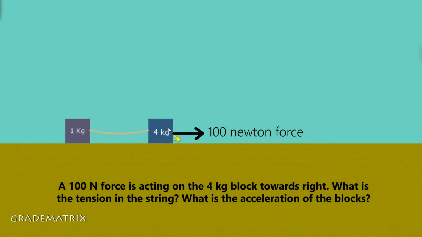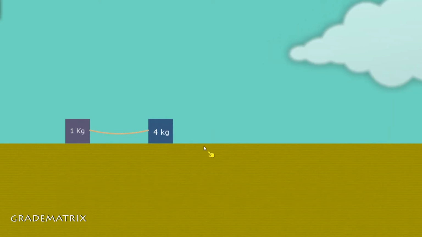A 100 Newton force is acting on the 4 kg block towards right. What is the tension in the string? What is the acceleration of the blocks? Let us try to solve this basic mechanics problem.